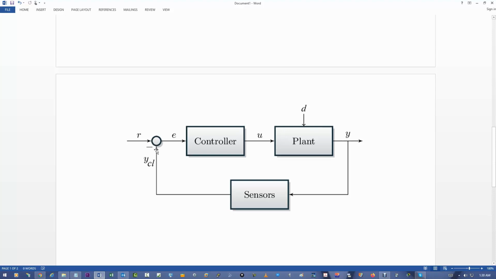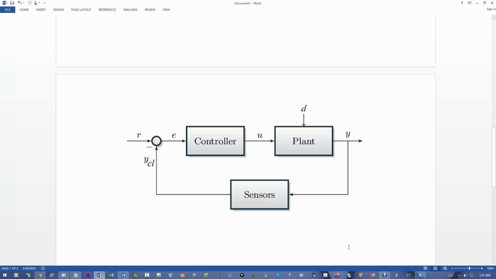We check the difference of these, we compare them, plus for the R. Since this is negative feedback, we have a minus on the YCL. That gives us an error. We go into a controller. The controller has a gain of K. We use K to represent the gain of the controller. We have a manipulated variable, U, and then we have the plant, which we give a gain of G. Little d represents the disturbance coming into the plant, and of course, Y is our output.